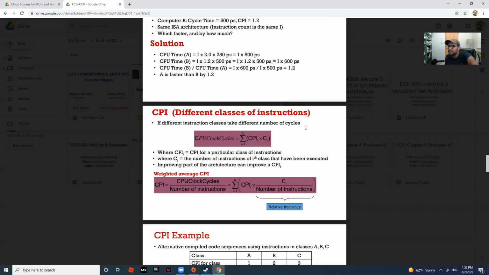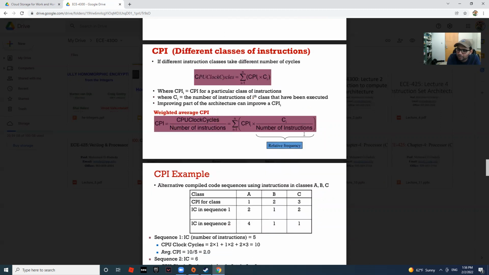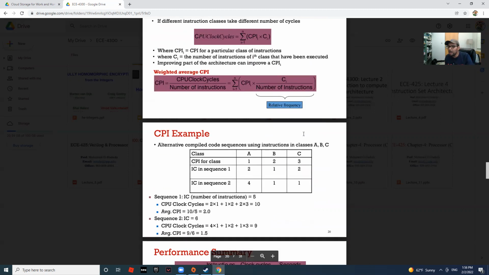An equation theoretically by itself is confusing. It's better to look into an example and apply it, then it will stick in our head. That's why we have an example here. We have alternative compiled code sequences using instructions, and we have 3 different classes in the 2 computer sequences. One is 1 and one is 2.